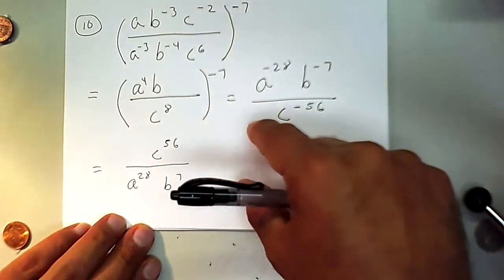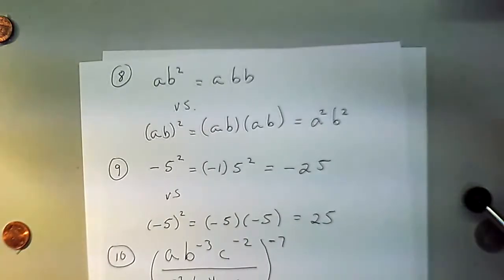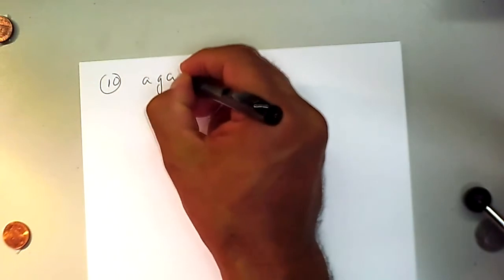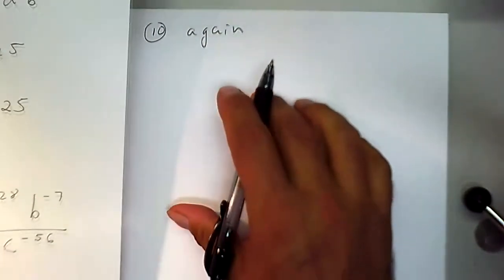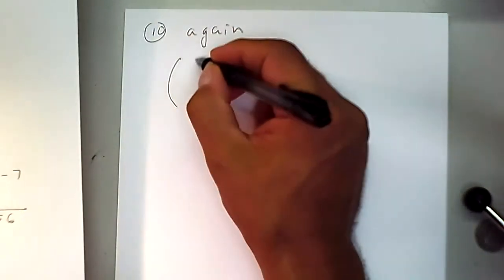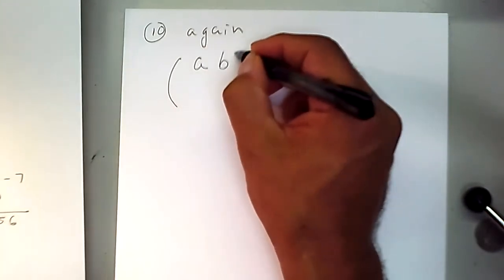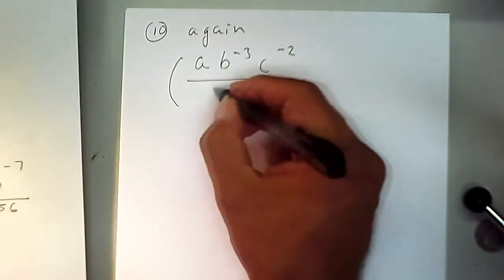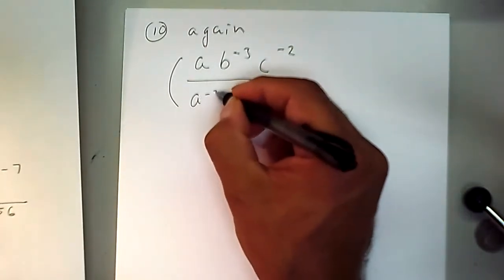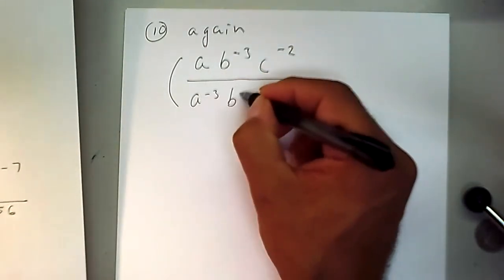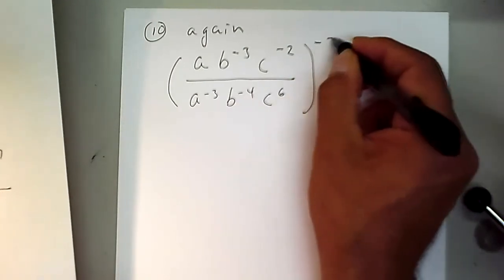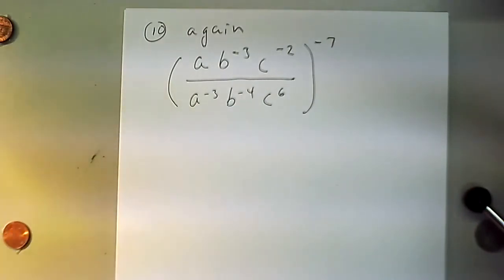That's one way to go about it. Let me do it again. So problem number 10, again, differently. I'm copying this down again: a, b to the negative 3, c to the negative 2, over a to the negative 3, b to the negative 4, c to the 6. All of that to the negative 7. And we want to simplify that.